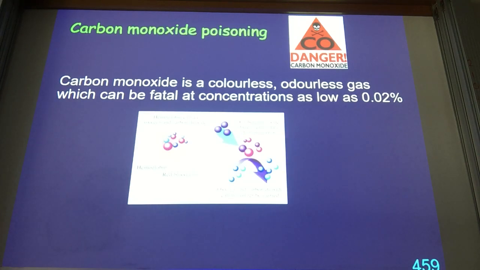The last part of the equilibrium chapter is just a couple of applications of Le Chatelier's principle, basically. And the first of them is carbon monoxide poisoning. Now, as you no doubt know, carbon monoxide is a toxic gas which can be fatal at low concentrations. And this is because it binds very tightly to haemoglobin and prevents haemoglobin from carrying carbon dioxide and oxygen through the body.